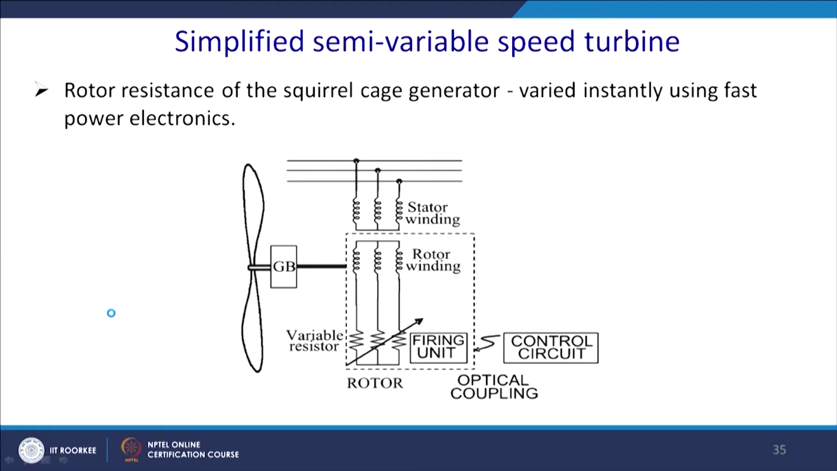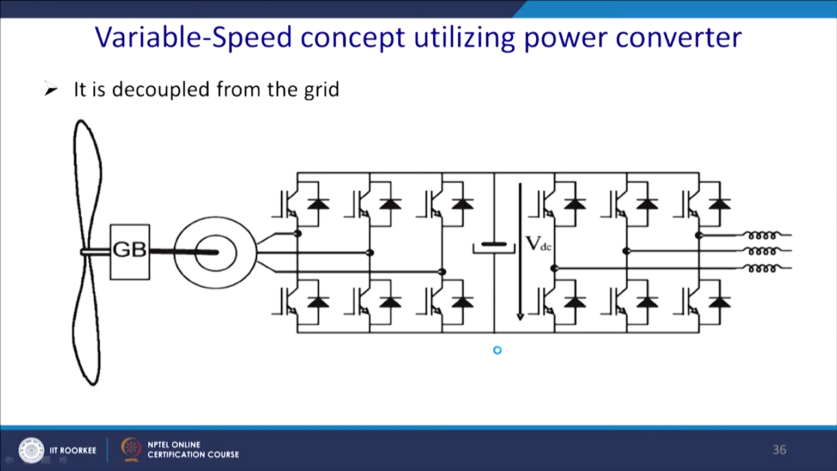Another example may be a simplified semi variable speed turbine. We may have a rotor resistance squirrel cage generator, varied instantly using fast power electronics control. This resistance can be controlled by this power electronic circuit, but since you are increasing this resistance, there are losses. So, the previous one is more suitable for the wind energy application.